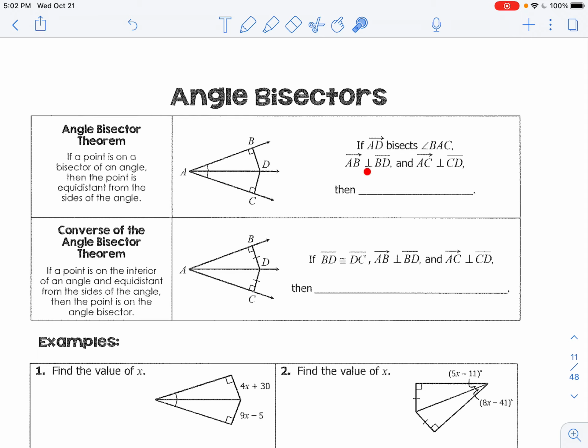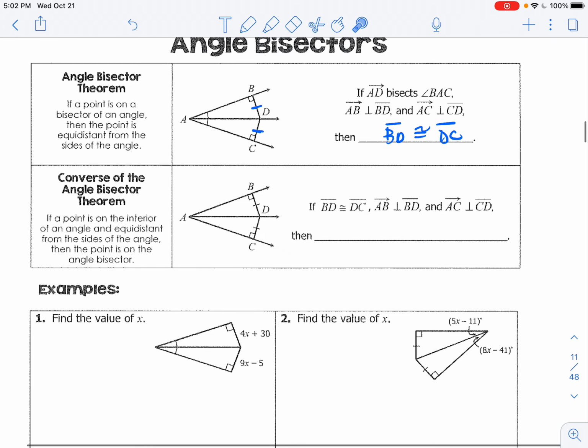And AB is perpendicular to BD, and AC is perpendicular to CD, well then BD is going to be congruent to DC. This segment is going to be congruent to this segment here.